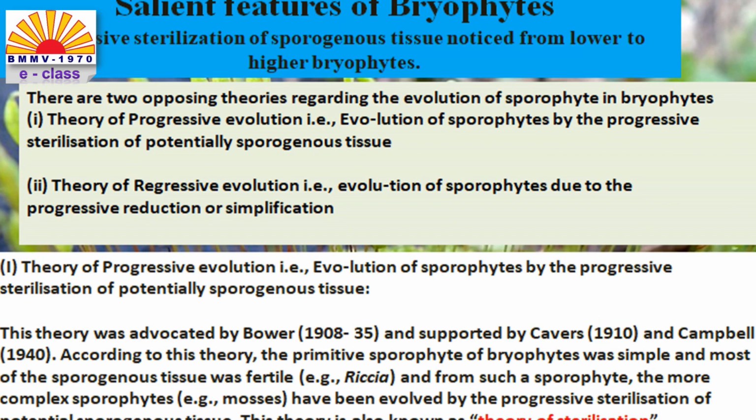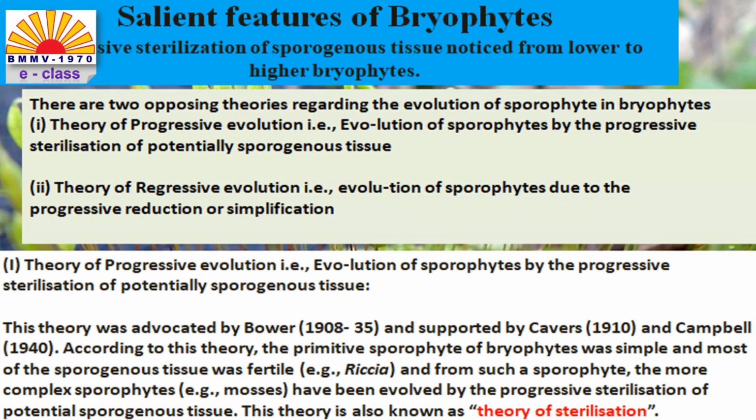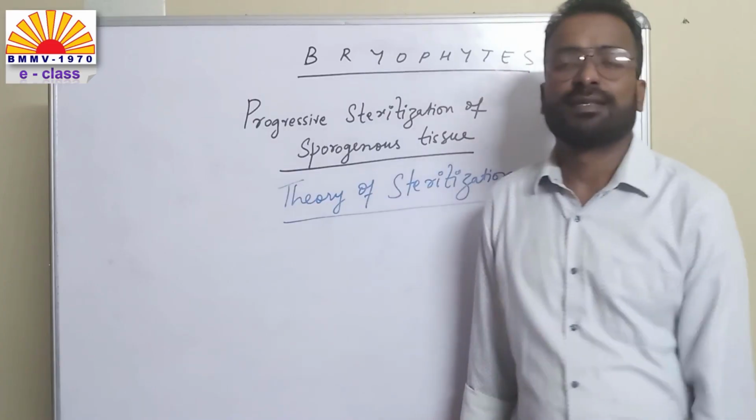There is always a progressive evolution of sterilization of tissues. This is what we should try to understand now. There are two important theories. One is a progressive evolution, that means from simple to complex. And another one is regressive evolution, that is evolution from complex to simple. The first theory is a widely accepted theory which was proposed by Bower and was supported by Cavers and Campbell.